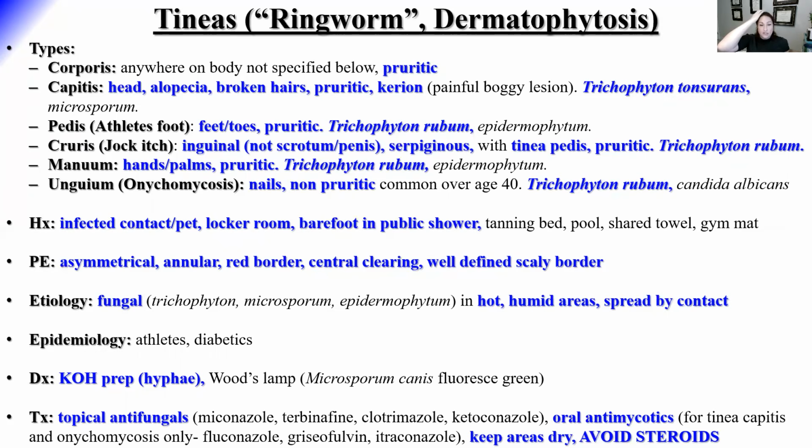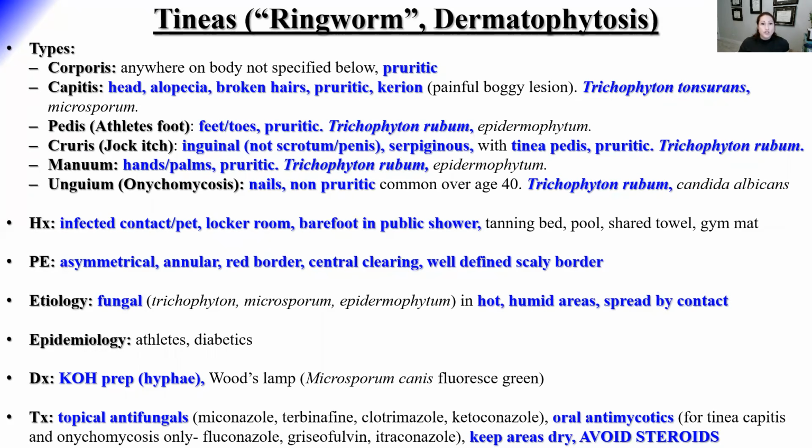Tinea capitis is on the head. It causes alopecia or broken hairs. It is itchy in nature. You can develop something called a kerion, which is a very painful, boggy lesion in the scalp. This is most commonly caused by Trichophyton tonsurans. Tinea pedis, or athlete's foot. This affects the feet and the toes, again, highly pruritic.